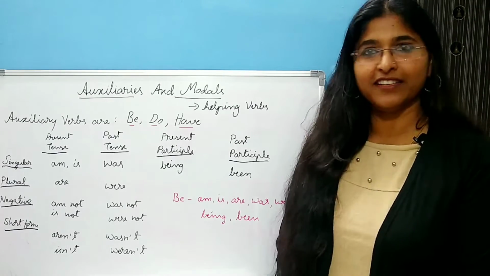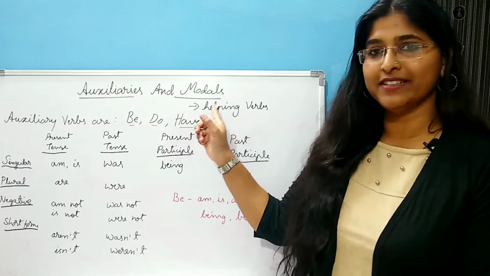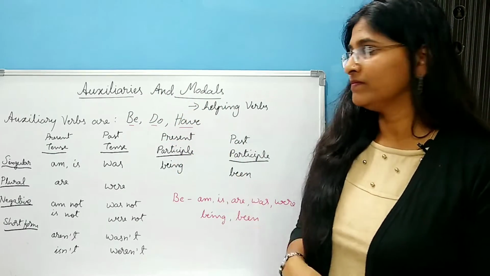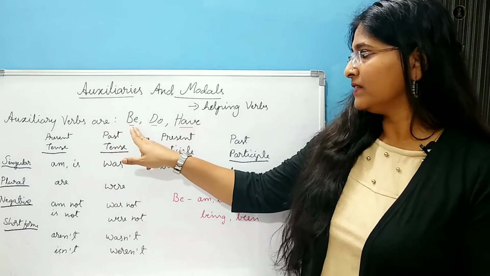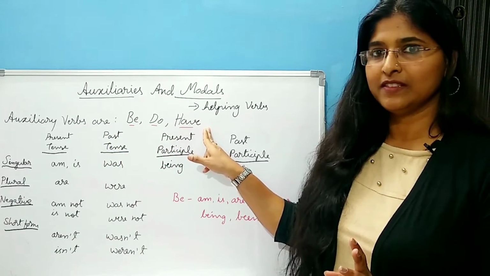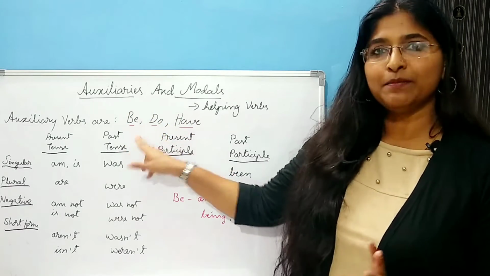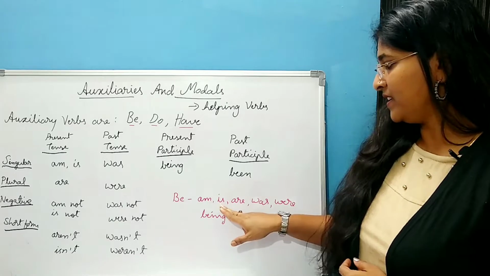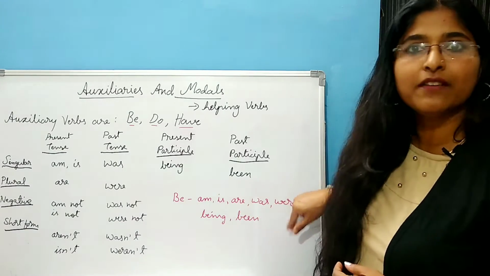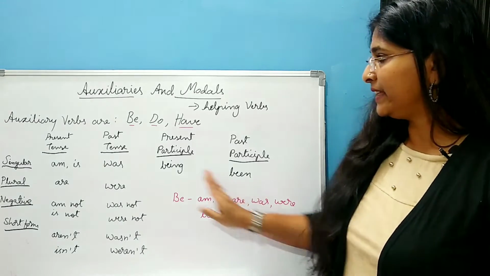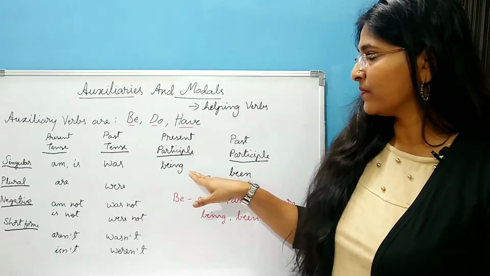Today I am here to teach you auxiliaries and modals. These are nothing but helping verbs. Auxiliary verbs are three: be, do, have. So what comes under be? Auxiliary be verbs: am, is, are, was, were, be, been. I have written all these things here in a chart.